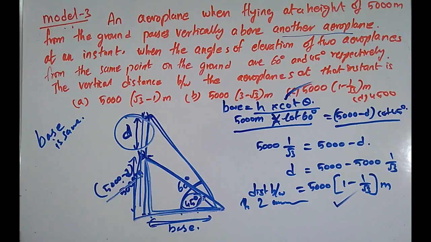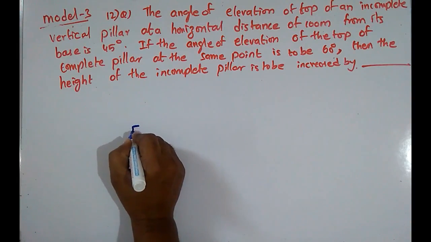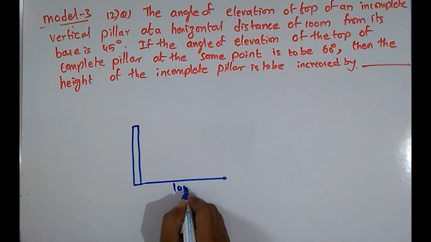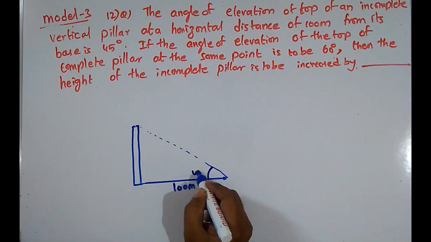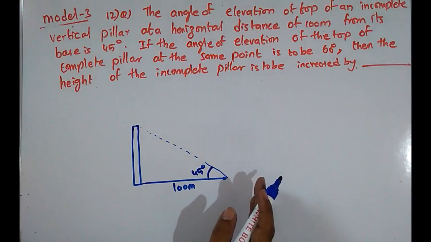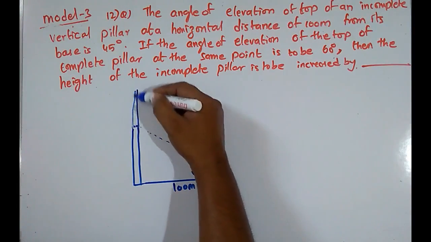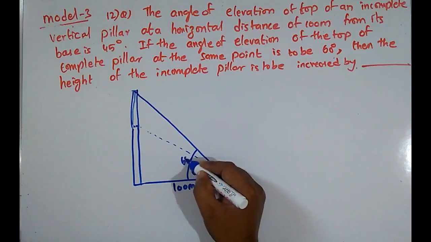We will see another problem. 12th question: the angle of elevation of the top of an incomplete vertical pillar at a horizontal distance of 100 meters from its base is 45 degrees. See friends, there is an incomplete vertical pillar, and the horizontal distance from a point is 100 meters, the angle of elevation of this incomplete pillar is 45 degrees, friends. If the angle of elevation of the top of the complete pillar at the same point is to be 60, if this vertical pillar is completed then this angle of elevation will become 60 degrees, friends.